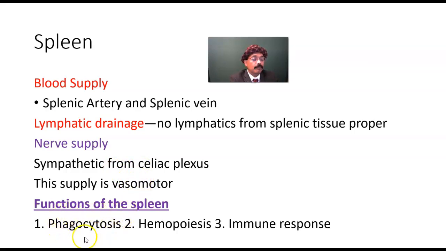Functions of the spleen: phagocytosis, because it is a part of the reticuloendothelial system, with a lot of macrophages and other phagocytic cells. Hematopoiesis: the spleen is a site of red blood cell formation during embryonic life. Even in adult life, it continues to form lymphocytes. The spleen is associated with immune response, and it is a site of storage of RBCs, especially in some other animals.